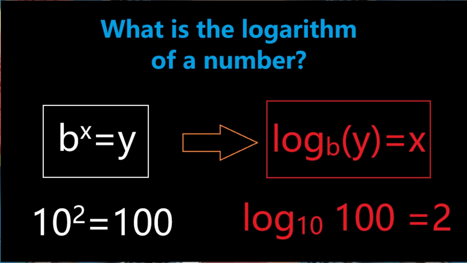For example, since 10 to 2 equals 100, the base is 10, the exponent is 2, the number is 100. Therefore, log 100 to base 10 is equal to 2.